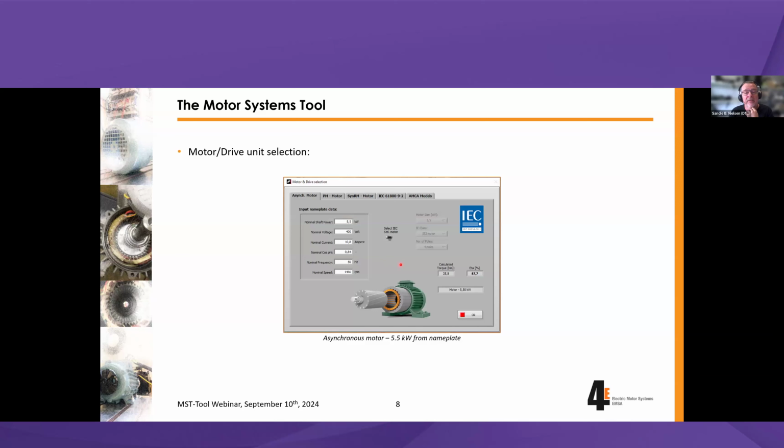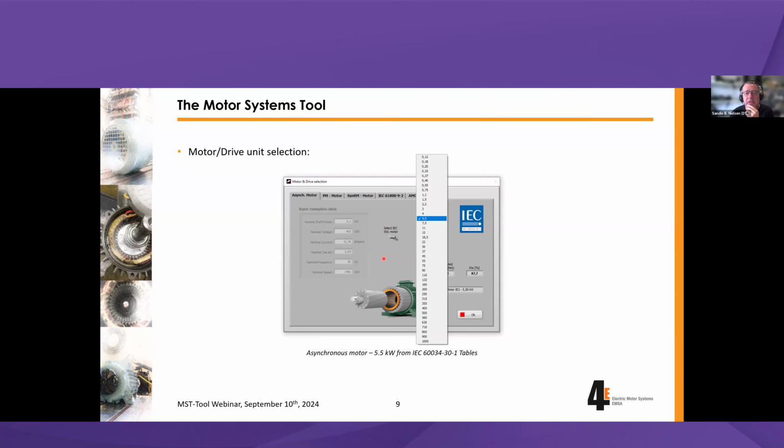If you don't have access to your nameplate motor, or if you want to have, let's say, a calculation as an idea of a new project or whatever, you also have the possibility of selecting from the standard sizes from the IEC tables of motors, and you can choose from 0.12 to 1000 kilowatts motor here for the asynchronous side.